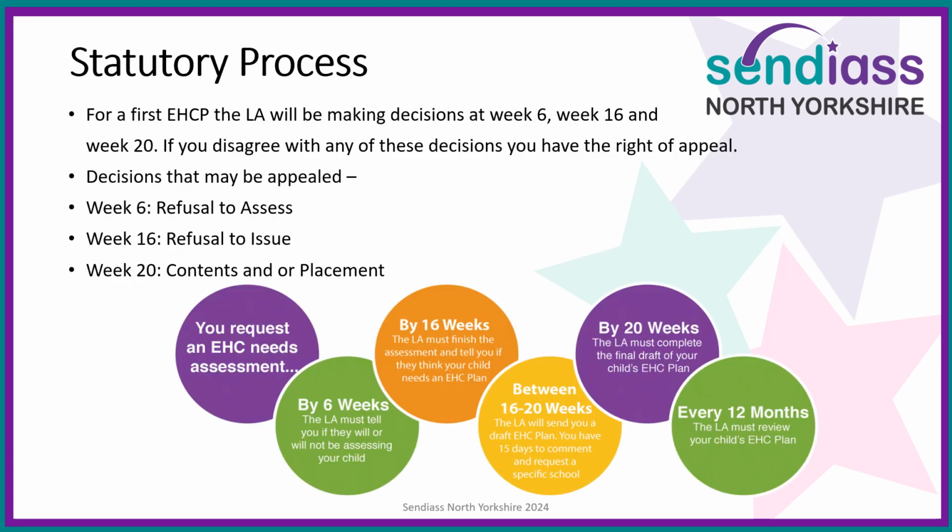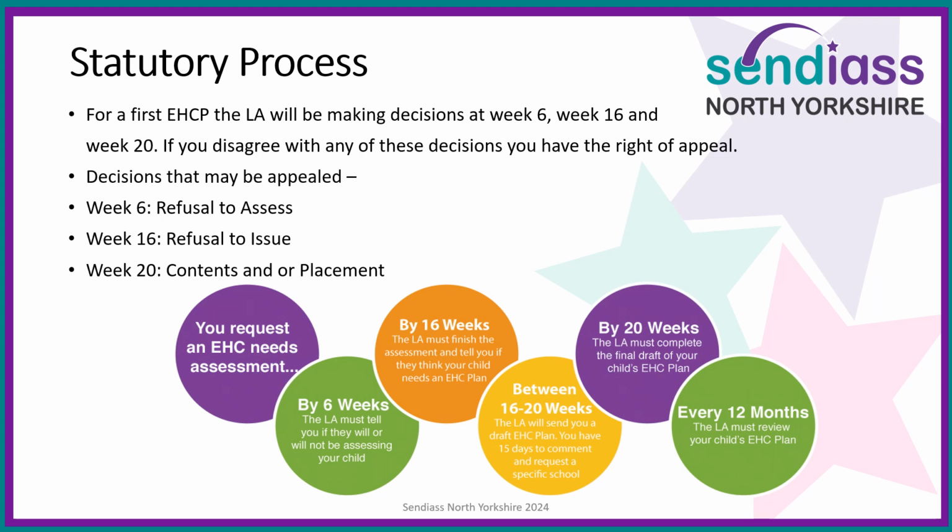In previous slides, we have talked about the statutory process involved in the issuing of an education, health and care plan by a local authority. This slide summarises the process. The diagram illustrates the different stages and gives the deadlines by which local authorities must make decisions. Throughout this process, a local authority must apply the correct legal test. This legal test is in 2 parts.